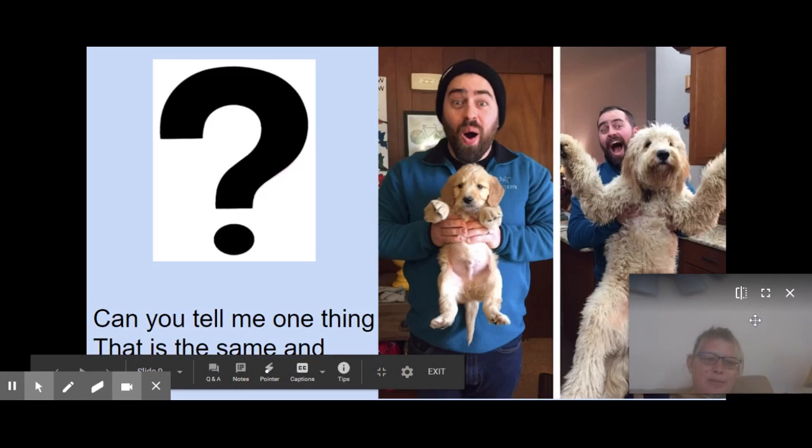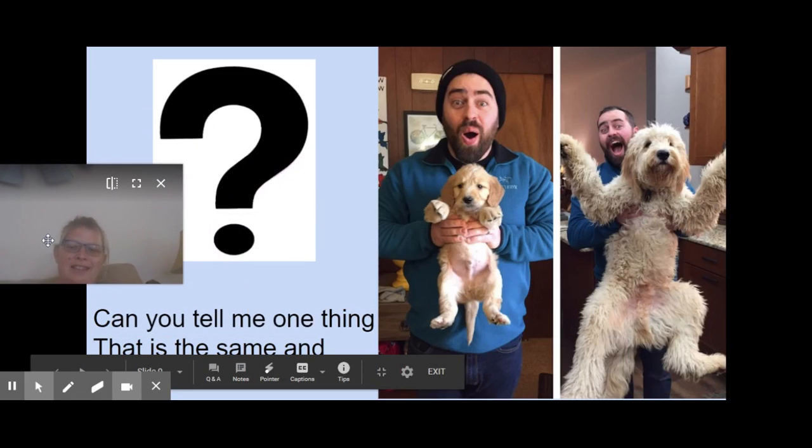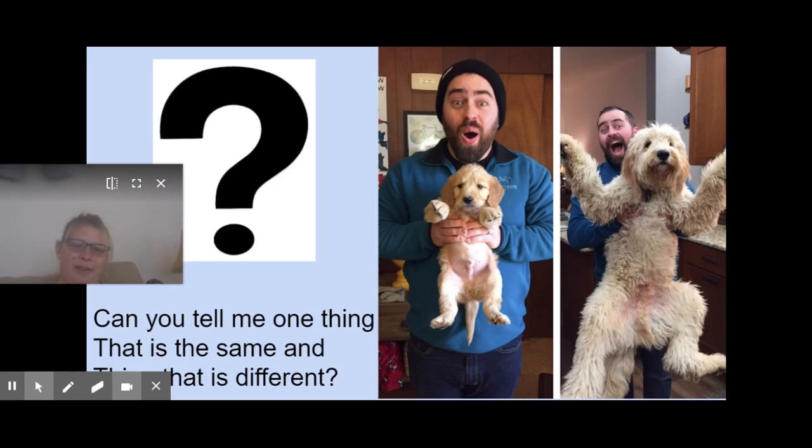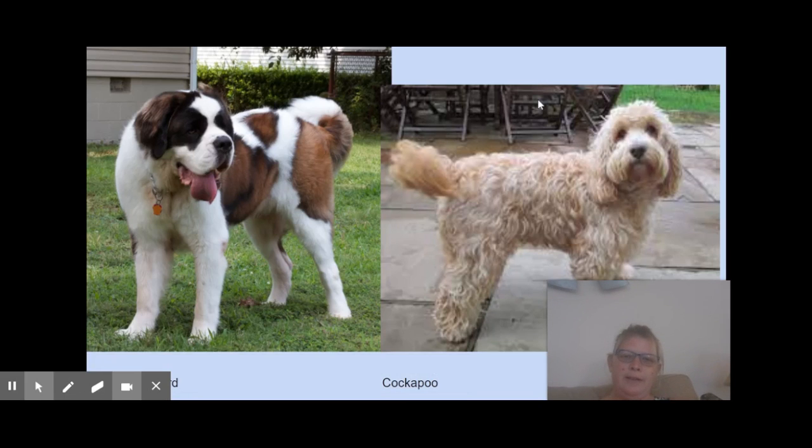Now I want you to look at this picture and see if you can tell me one thing that is the same and one thing that is different. And don't tell me yet, though. You're going to make me a video telling me something that's the same and something that is different. What do you notice that is different about these two dogs? One is a St. Bernard and one is a Cockapoo.